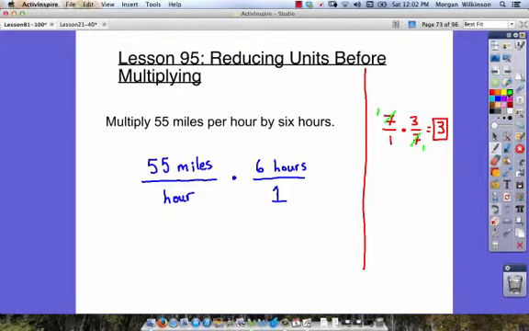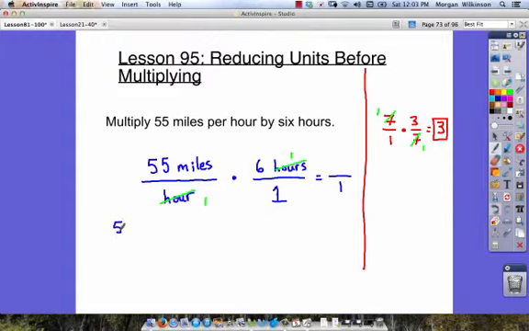Now we're going to use that same logic here, because when we have hours on top of hours, that's the same thing as 1 over 1, because anything divided by itself is just equal to 1, whether it's a number or a unit. So now we can find our answer. Our answer is going to be 55 miles times 6. That's all going to be over 1, because 1 times 1 is 1.